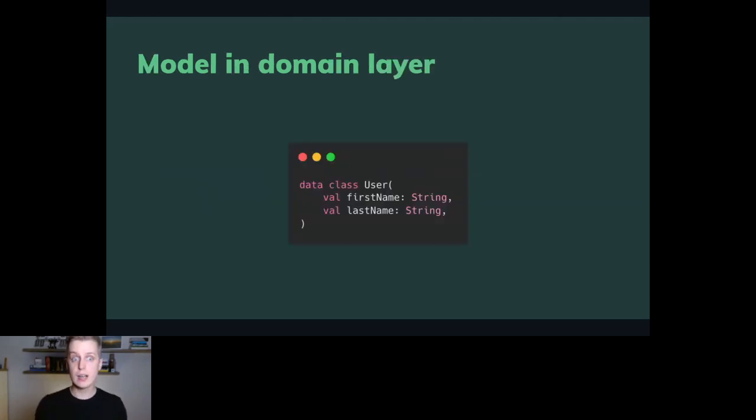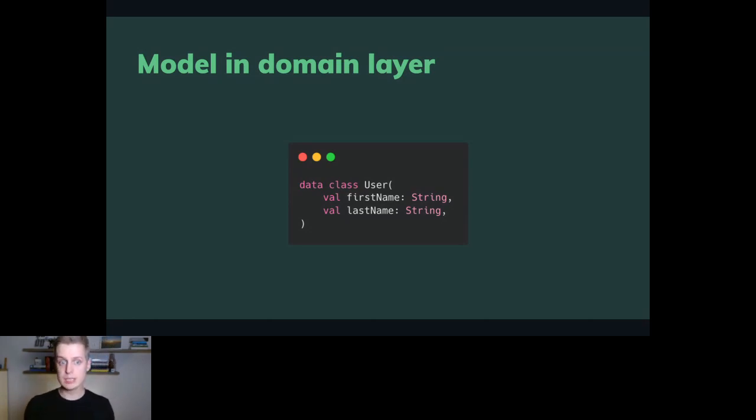So let's start with domain layer. This is a layer that holds our business logic of our application. We have a simple user data class here with 2 properties, first name and the last name. And as you can see, this class is written in pure Kotlin. There is nothing too crazy here, because all of the models that are in a domain layer should be as simple, as clear as possible.